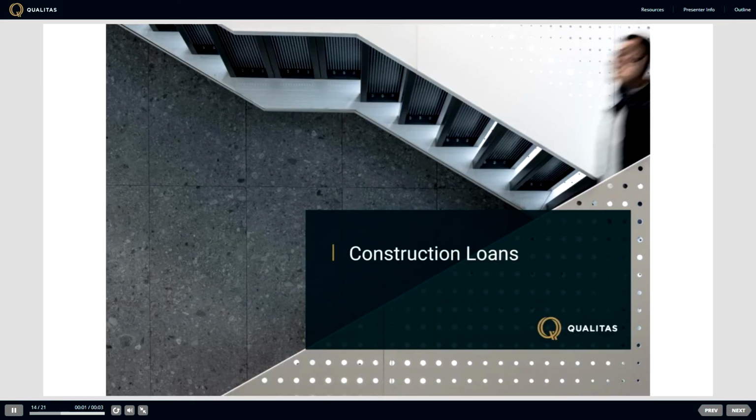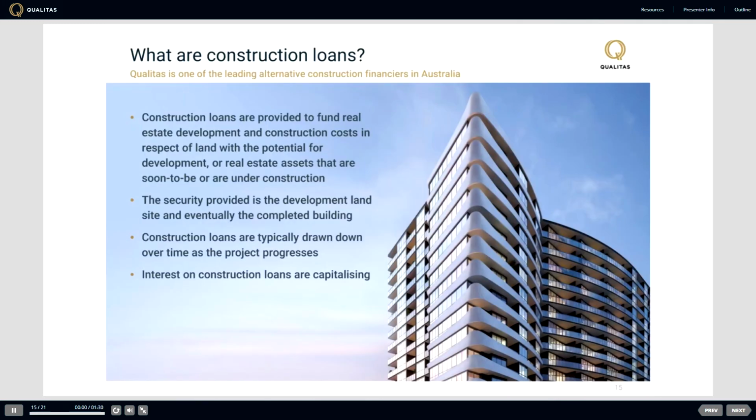Now moving on to our deep dive into construction loans. So what are construction loans? With recent media coverage around several developers or builders experiencing financial difficulties, we thought it would be helpful to cover the risks and our approach for borrower and developer selection.